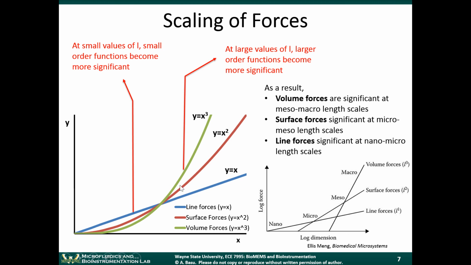And then we have what are called lineal forces, which scale as y equals x. So you can think about x as the length scale, and y as the magnitude of forces. The green line represents volume forces, things like momentum. The next represents surface forces, things like pressure, and then the blue line represents line forces. So what do you notice here? At the macro scale, what do we notice? We see that the y equals x cubed function grows the fastest, right? So at the large scale, things that are volume dependent are going to be the most significant.